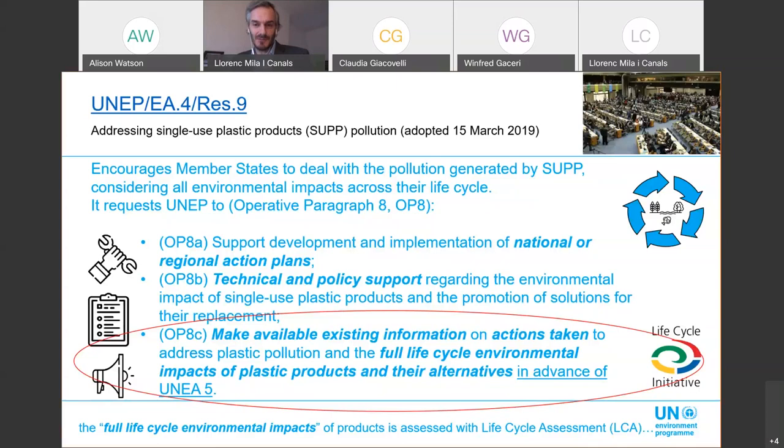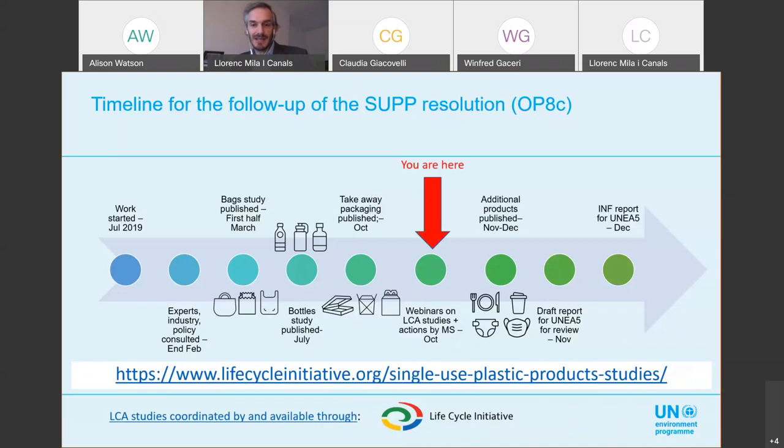The third bullet, which is highlighted here, is the work that is being requested by the resolution, work requested of UNEP, that we will be discussing today. So it's about making available the existing information of the actions that member states, as well as other actors, are taking to address plastic pollution, but also information on the full life cycle impacts of single-use plastic products and their alternatives. This last part, the coordination of the studies, has been coordinated by the Life Cycle Initiative. We're now in the next slide already. So this is just a summary of the outline, the milestones that we've been approaching in the last year and a half, and the work that is going to happen until the end of the year and the next UNEA in February.